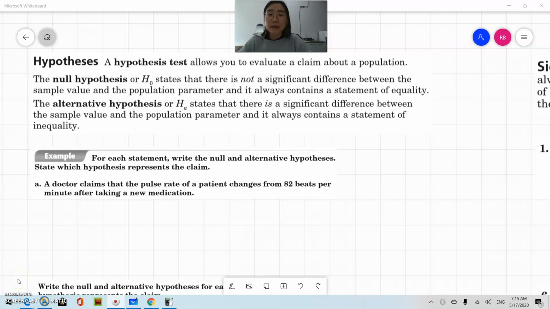This is the last lesson of the school year. We are going to do the hypothesis test, and this is one of the most important portions of inferential statistics.